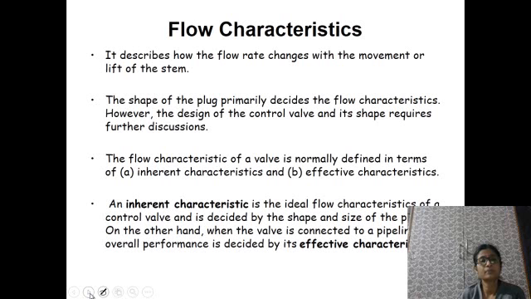So actually the purpose of the final control element is to change the fluid flow rate depending on the stem movement. The flow characteristics describe how the flow rate changes with the movement of the stem. The shape of the plug primarily decides the flow characteristics. However, the design of the control valve and its shapes requires further discussion. The flow characteristics of the valve are normally defined in terms of inherent characteristics and effective characteristics.